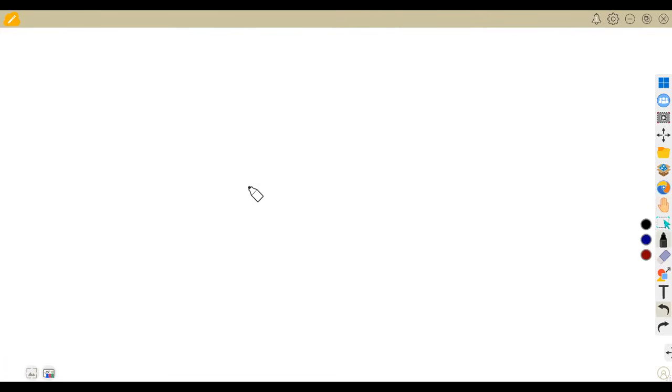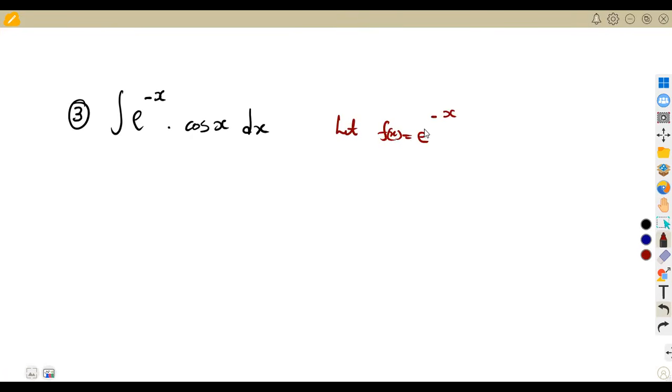Let's see another question. We talked about the integral of an exponential function and a trig function. Okay, let's see this: the integral of e to the exponent of minus x times the cosine of x with respect to x. Like I said, on this one, it's up to you. You can choose exponential to be f of x or cos to be f of x, a trig function. So here, I'm just going to let my f of x be equal to e to the exponent of minus x.